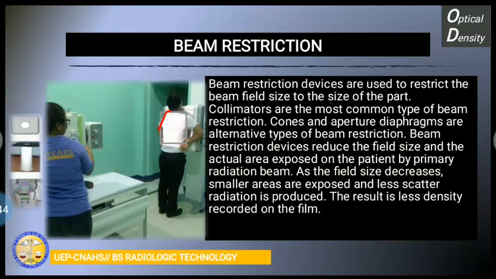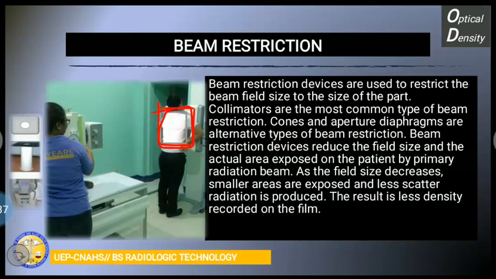Yon. Kita mo si Sir Rachel, kino-confine natin yung emission ng X-ray towards the area of interest sa chest lang. So beam restriction devices are used to restrict the beam field size to the size of the part. So collimators are the most common type of beam restriction. Cones and aperture diaphragms are alternative types of beam restriction. Beam restriction devices reduce the field size and the actual area exposed on the patient by primary radiation beam. So as the field size decreases, smaller areas are exposed and less scatter radiation is produced. The result is less density recorded on the film.